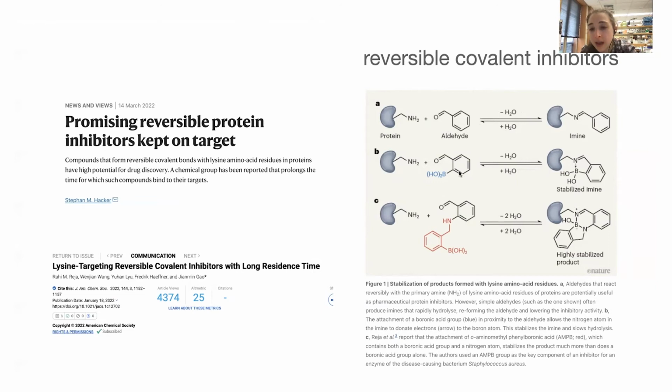This was an older version, using a boronic acid group to stabilize this imine. If you stabilize this product, you make it less vulnerable to attack, and therefore it's going to last longer. But they found it was even more efficient if they added this other group. Now they're forming a product that's even better stabilized. You can see it takes two water molecules. This is better at stabilizing this product, and therefore it's going to be even slower to reverse.